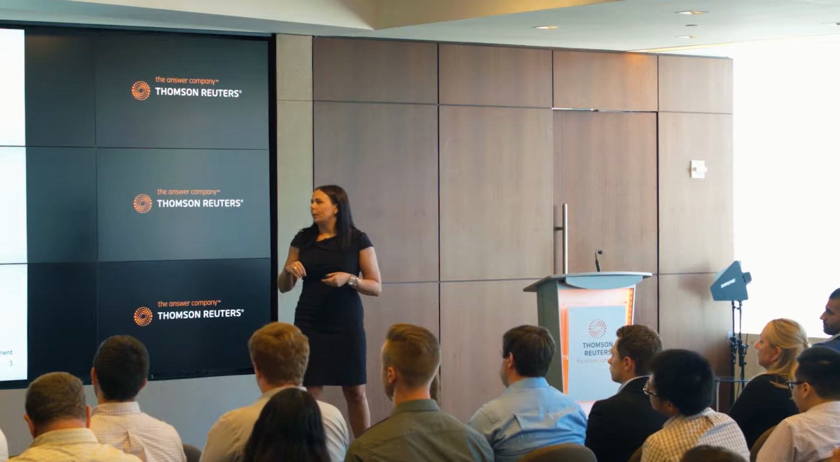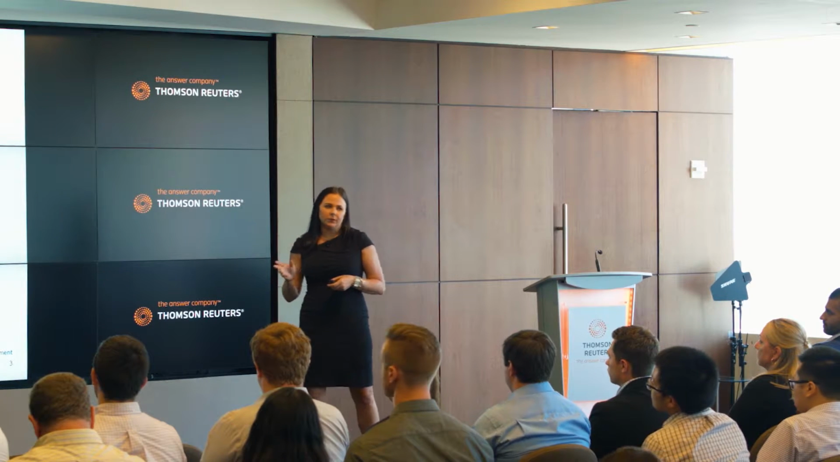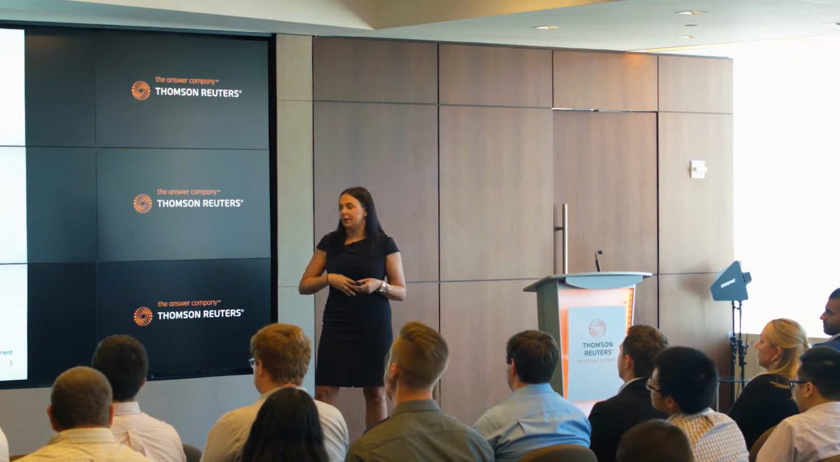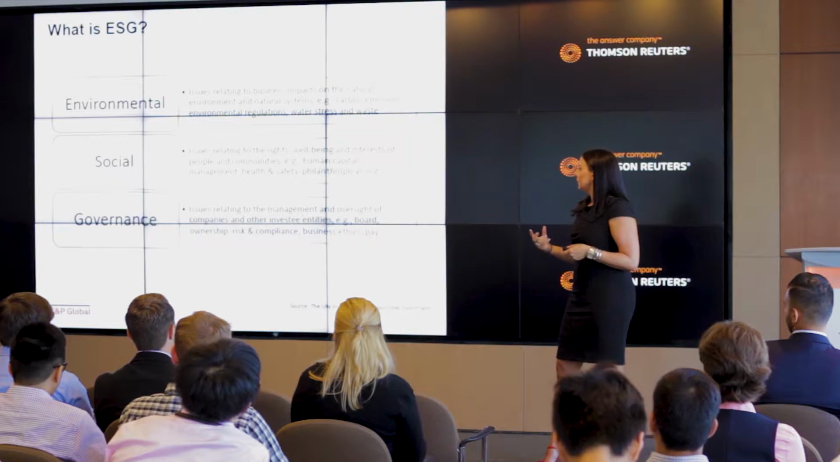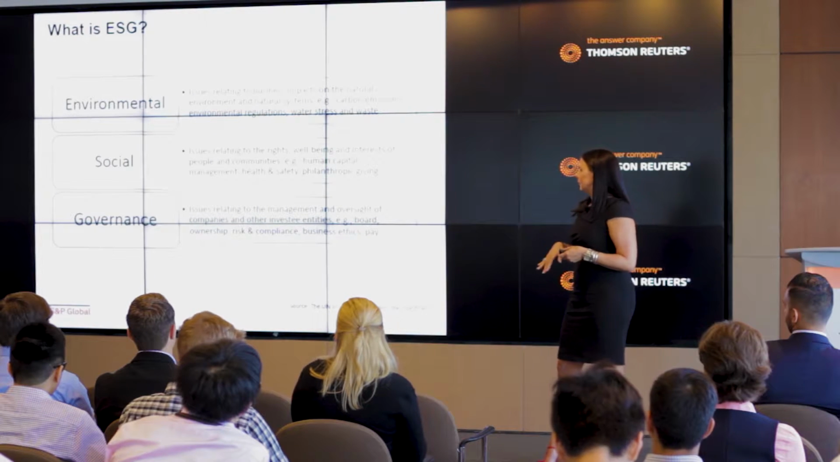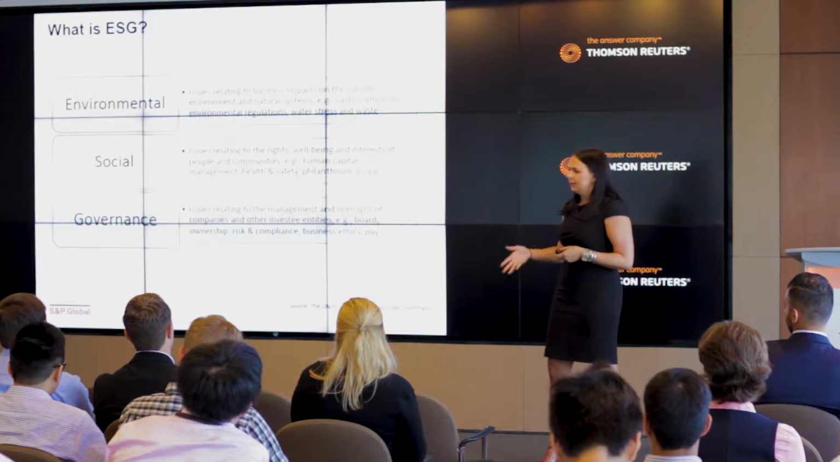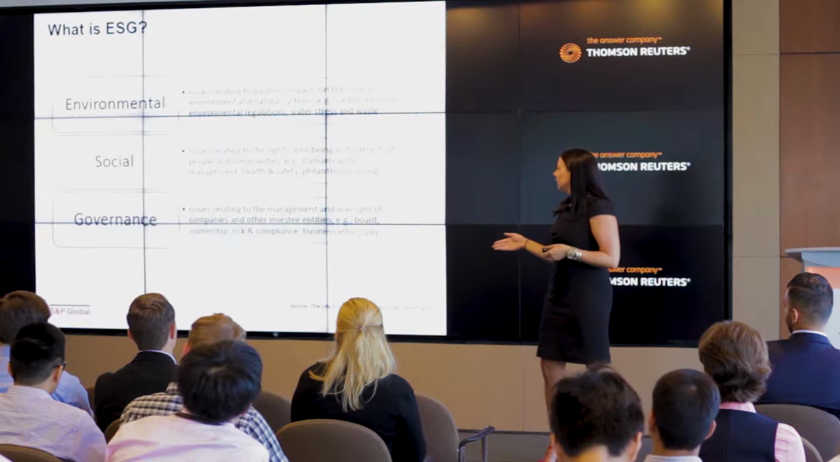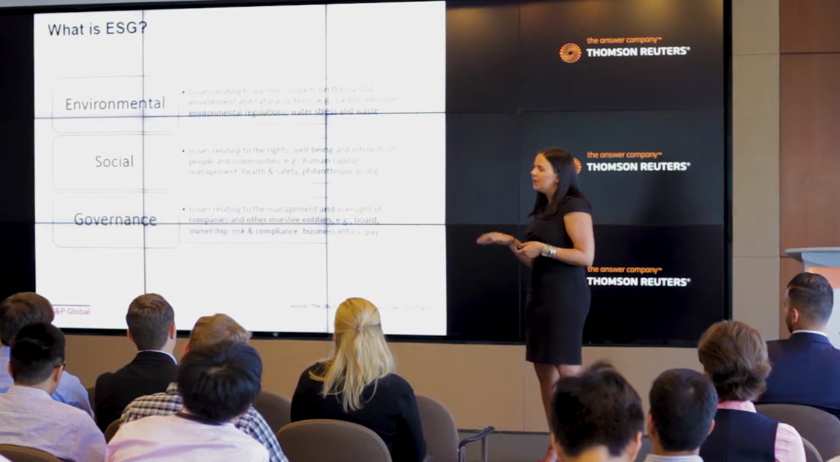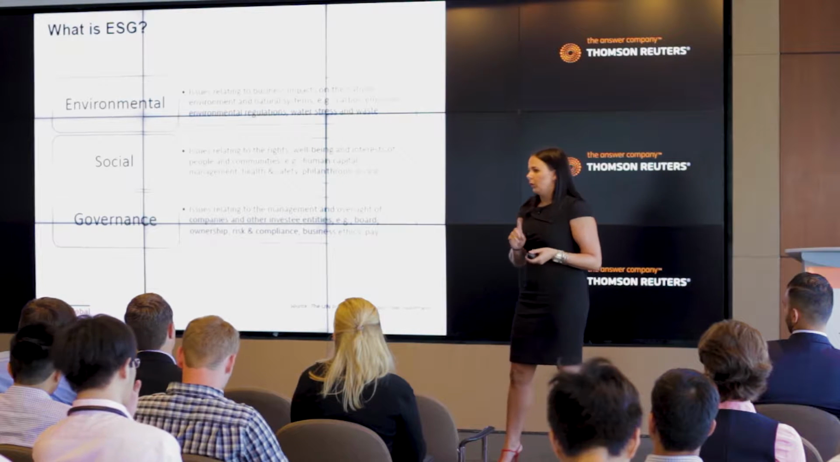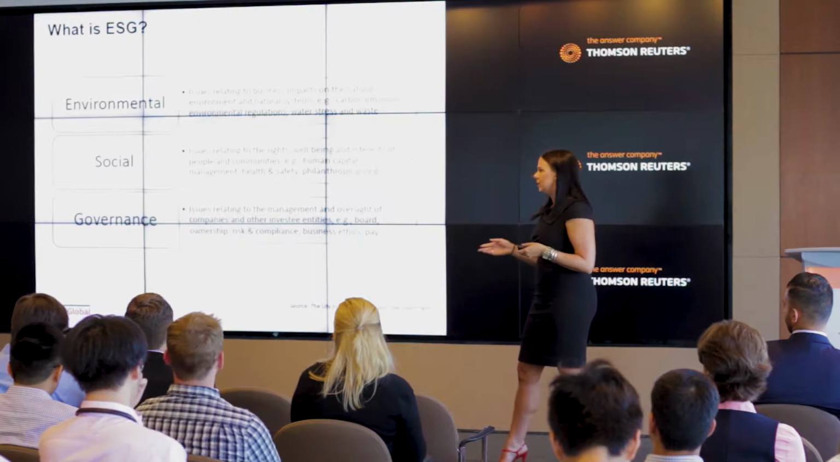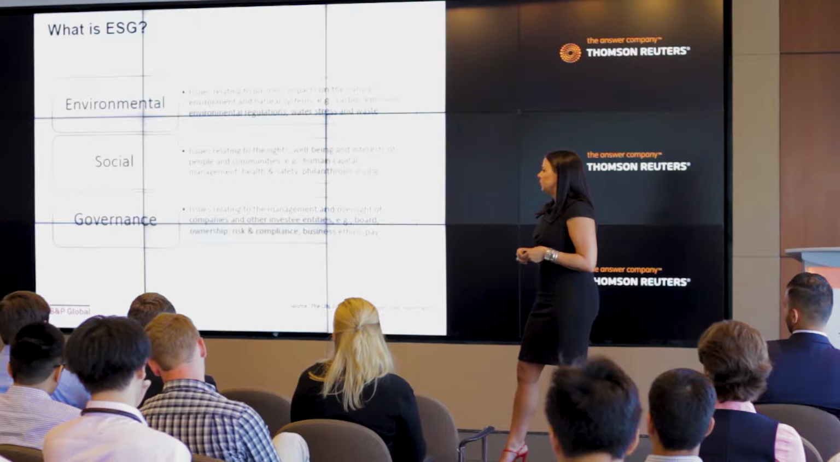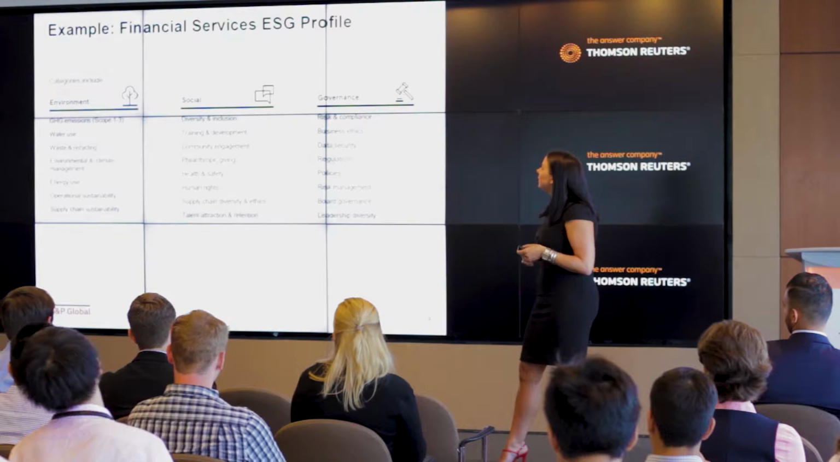And so by assessing the underlying issues of these three broad categories, a company can get a better understanding of the risks, the holistic risks that can affect their bottom line. And so the three categories, as I mentioned, are environmental, social, governance, and so it's relating to the natural environment, it's relating to the well-being and rights of people and communities, as well as the management and oversight of companies.